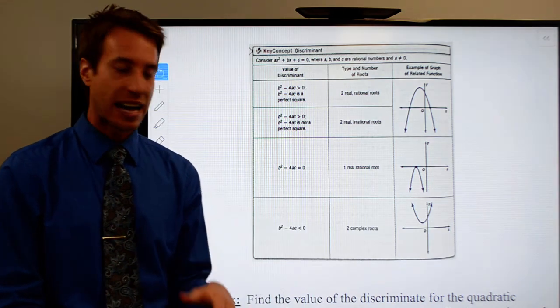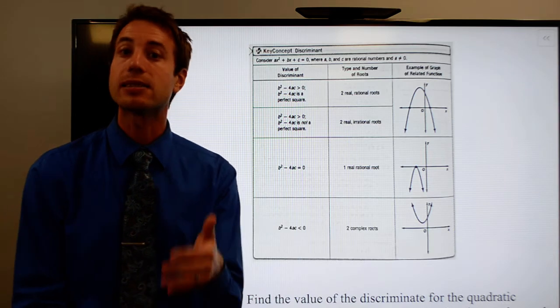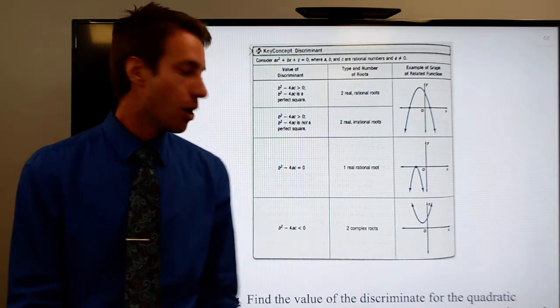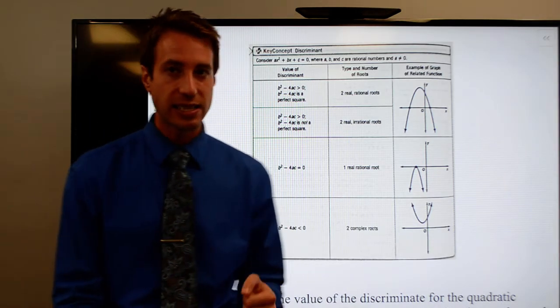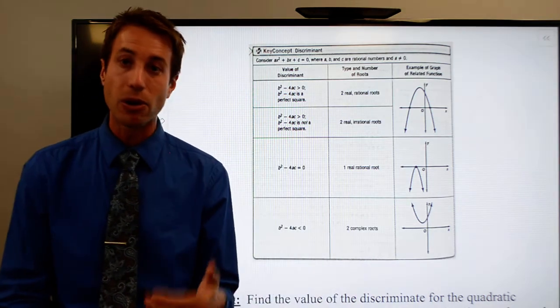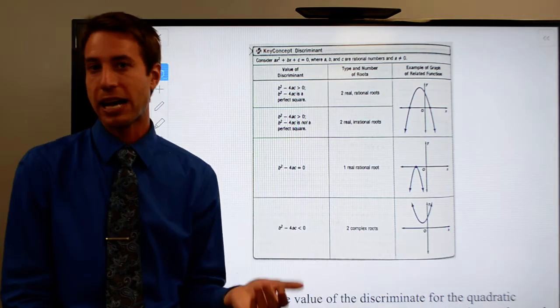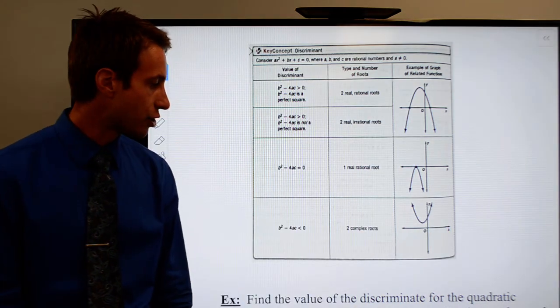And the very last option, b squared minus 4ac, is going to be less than 0. That means it's a negative number. Well, if b squared minus 4ac is a negative number, that means you're taking the square root of a negative number, and we know that means complex. It's imaginary. You're going to get two imaginary solutions.